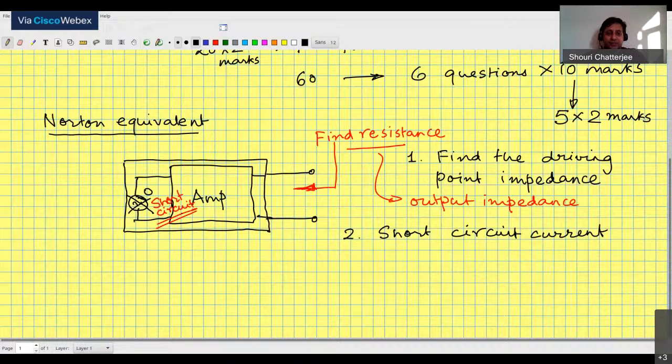Now you revive this voltage source. You bring it back to life. Now this should be your voltage source V in. And now you have to find the short circuit current. You apply a short over here and find the current.